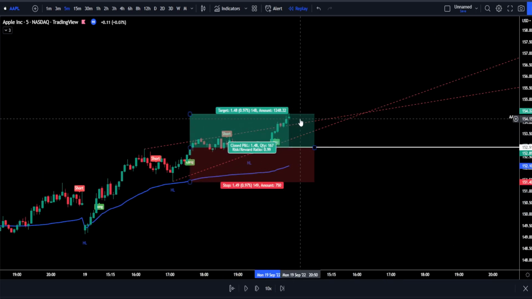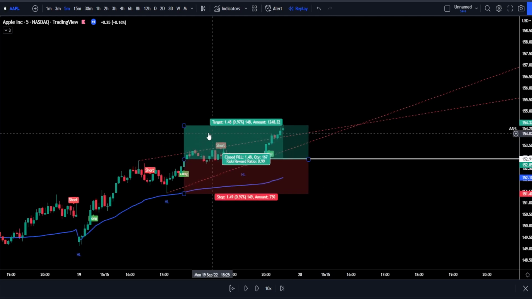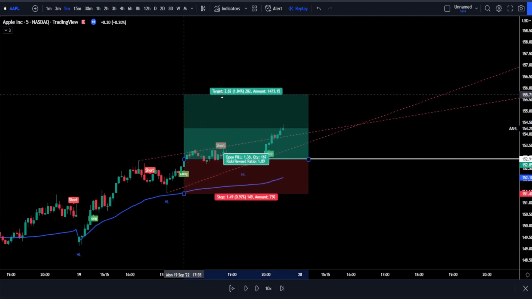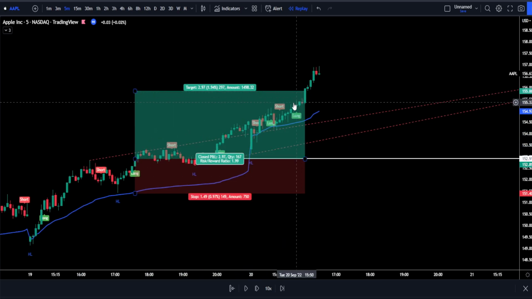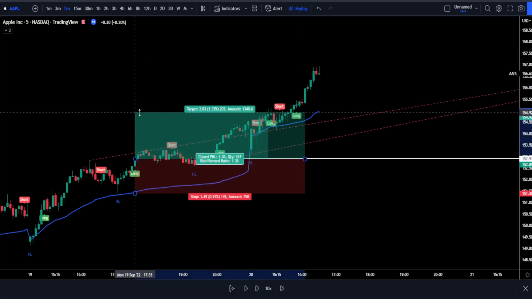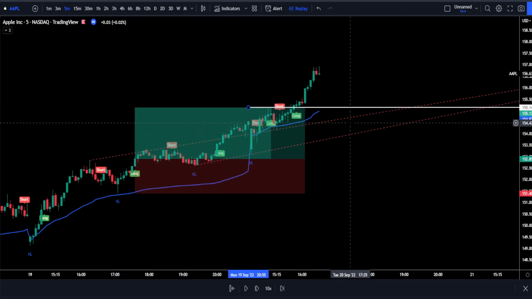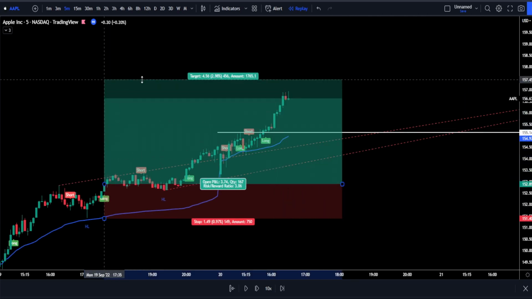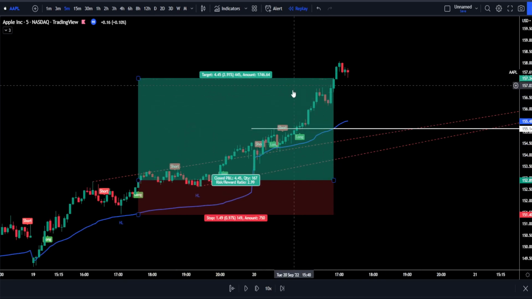So as we can see here, we moved to a 1-to-1 risk to reward ratio. We're then moving our stop loss to our entry level. When the price action reaches the risk to reward ratio of 2-to-1, you're then going to set your stop loss at 1-to-1.5 risk to reward. By doing this, you're maximizing the profits and minimizing your risk. On this particular trade, we can see that the market completely hit our targets.